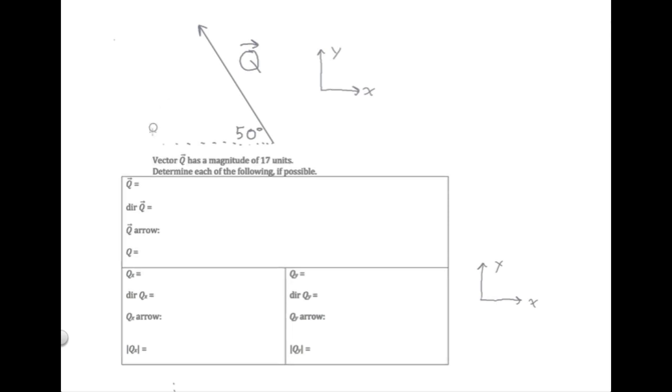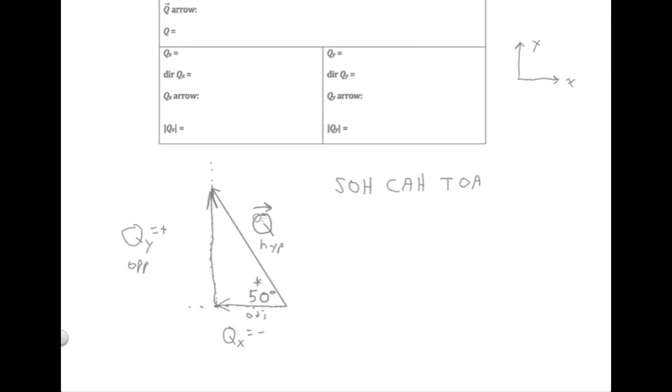The problem tells us that vector q has a magnitude of 17 units. So we can say that this length is a length of 17 units. That means we know the hypotenuse. So we want to use sine and cosine so we can use the information we know about the hypotenuse. Tangent won't be too helpful because it doesn't use the hypotenuse, which is the one number that we know so far.